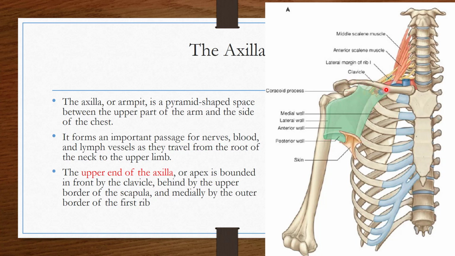It is bounded in front by the clavicle, behind by the upper border or the superior border of the scapula, and medially by the outer border of the first rib. See here in this diagram, this is the outer border of the first rib. So the upper end of the axilla or the apex of the axilla is bounded medially by the outer border of the first rib, anteriorly by the clavicle, and posteriorly by the superior border of the scapula. These are the processes of the scapula which are visible here and they are present on the superior border of the scapula. So this is the apex of the axilla.